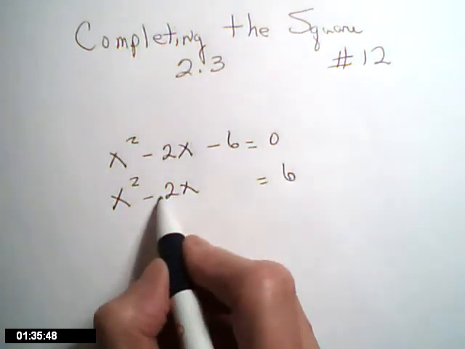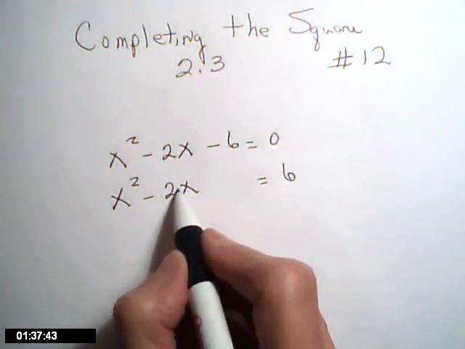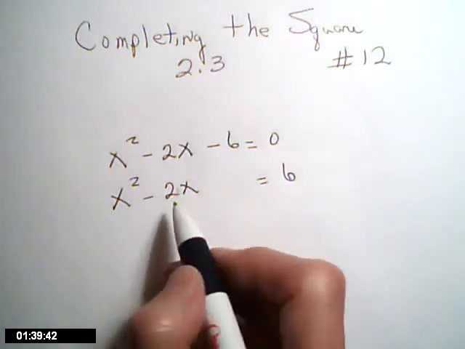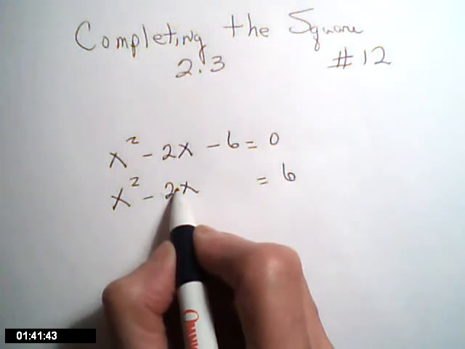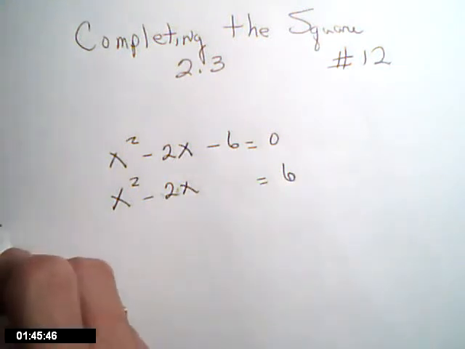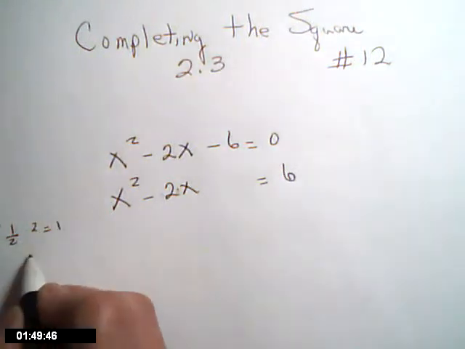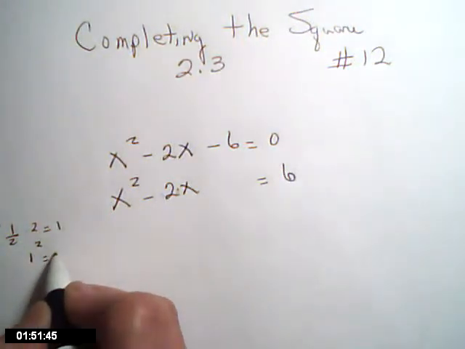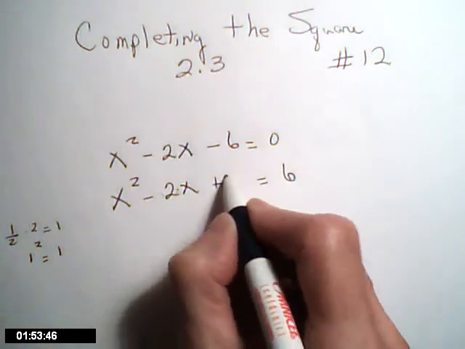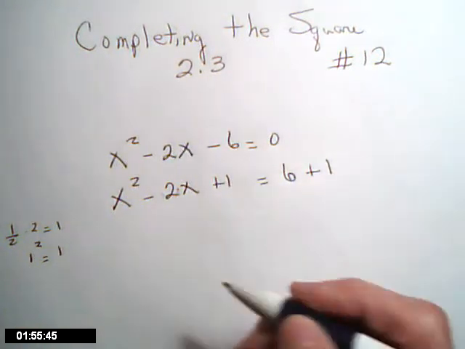Now, we're going to work with this middle coefficient, a 2. Forget the sign, just the 2. I'm going to take this 2 and half it. Well, half of 2 is 1. So I have taken half of 2 and I've gotten 1. Now I'm going to square that 1 and I get 1. So I'm going to add a 1 to both sides.